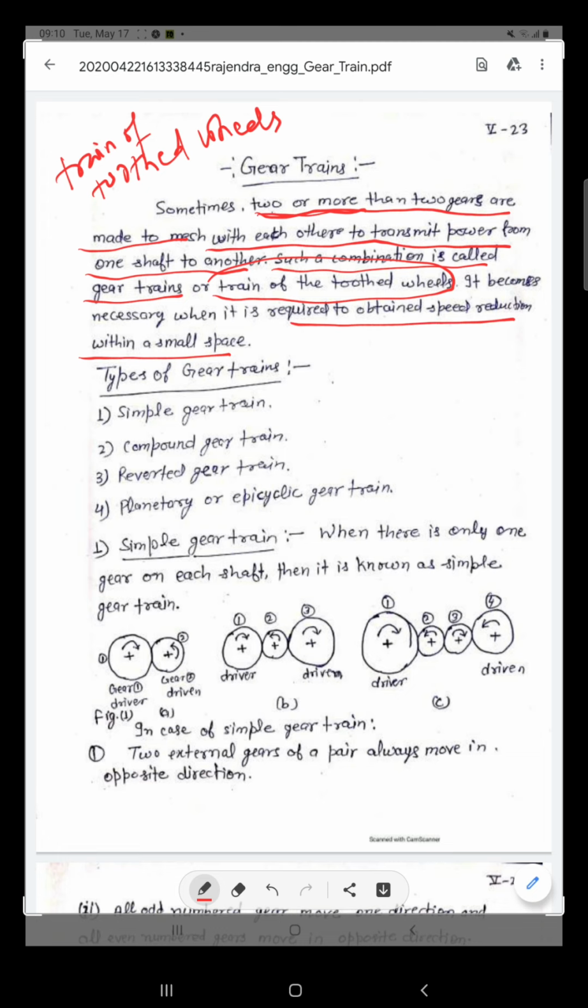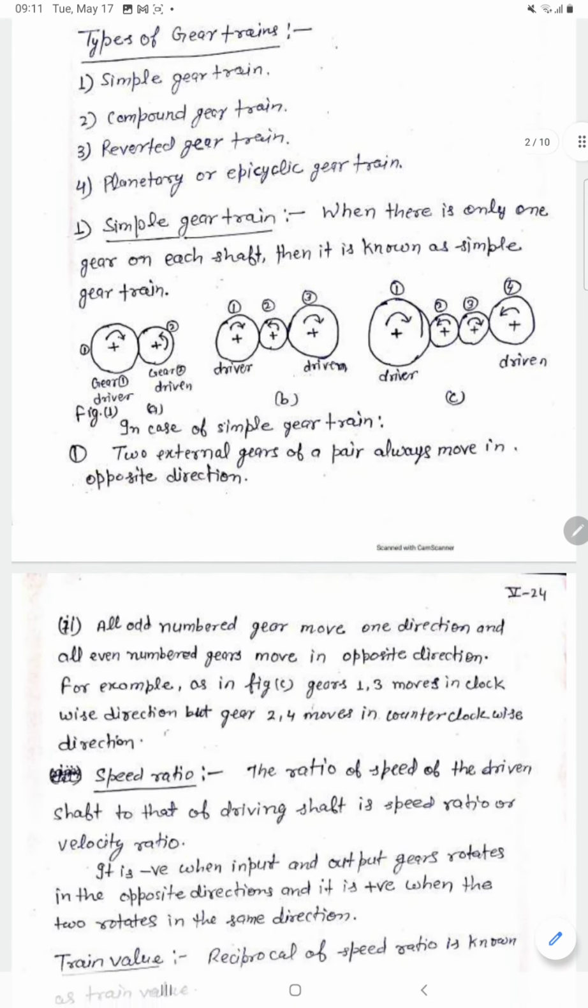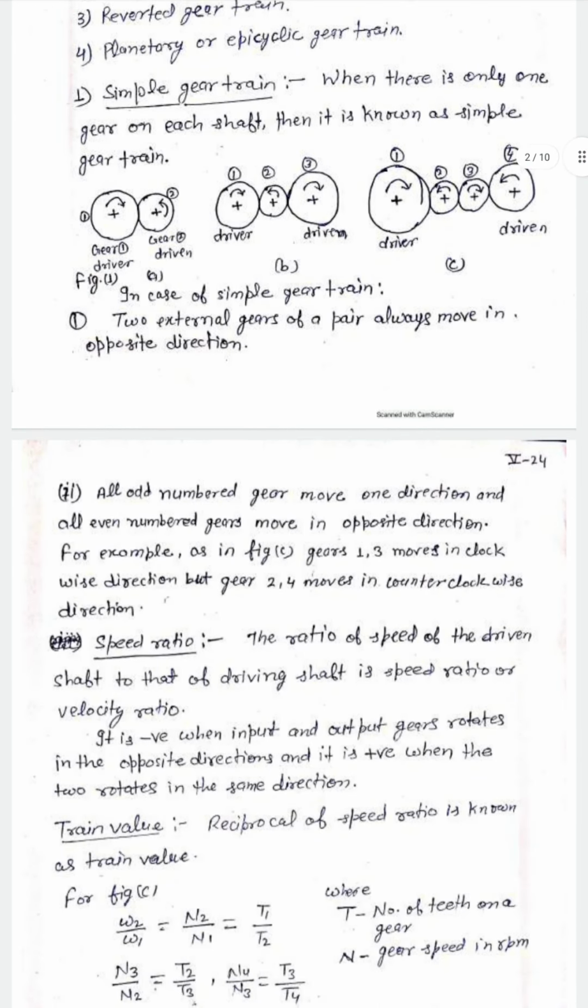Let us see what the types of gear trains are. There are four types of gear trains. One is the simple gear train, second is the compound gear train, third is the reverted gear train, and fourth is the planetary or epicyclic gear train. The last one, the epicyclic gear train, is also called a planetary gear train. We will understand the meaning of each type one by one.